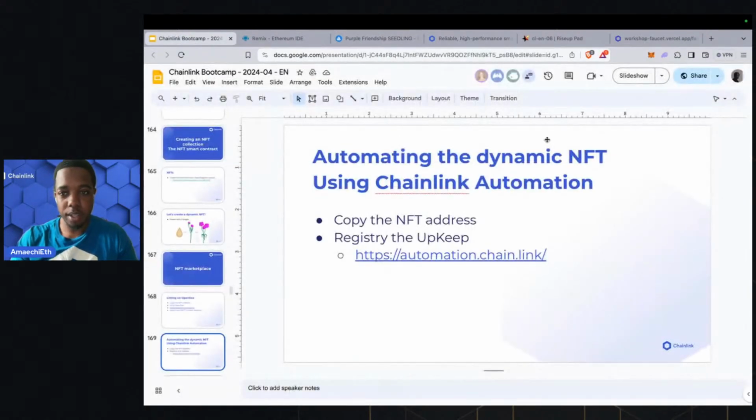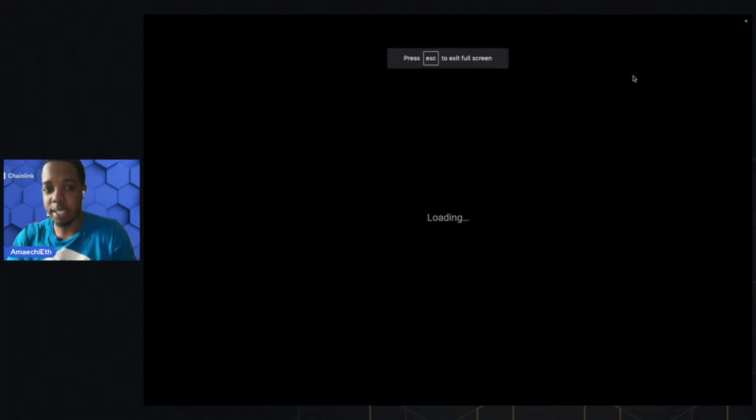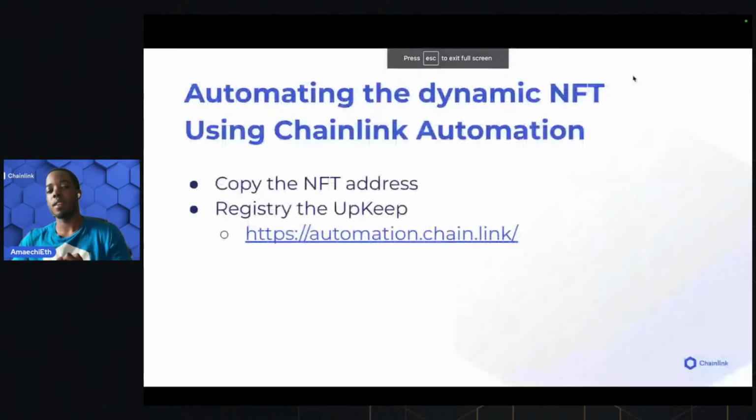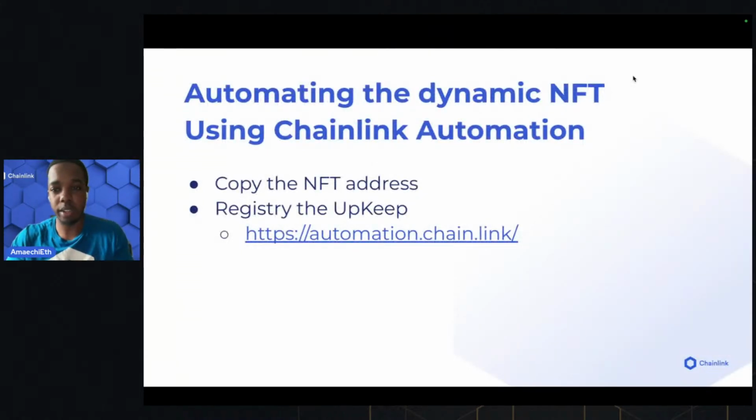So now let's get into the automation part. Let's just recap briefly on what we've done. We've created our NFT contract, our NFT collection. We've minted a few NFTs, and we've actually changed the metadata of one of our NFTs to show that it's growing. That's brilliant. But now let's take it one step further by using Chainlink Automation to actually automate the dynamic part of our NFTs. So what does that mean?